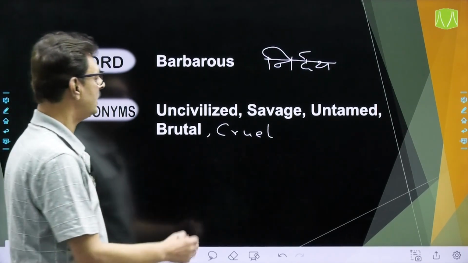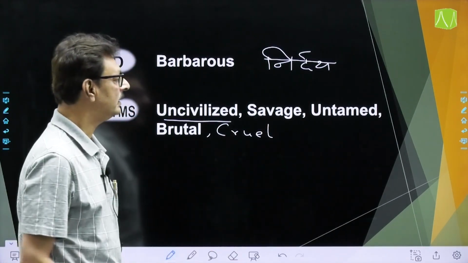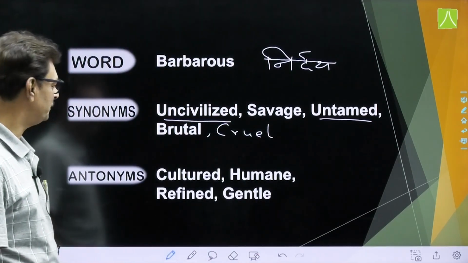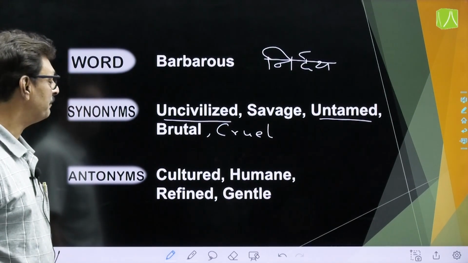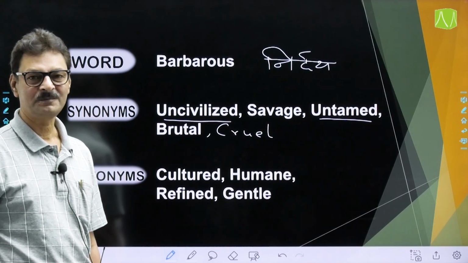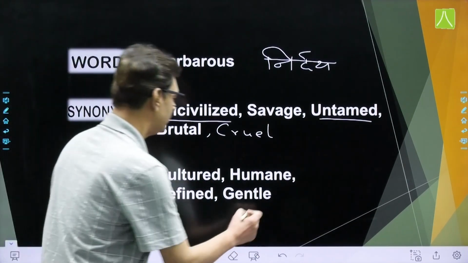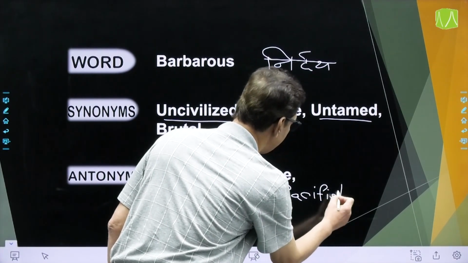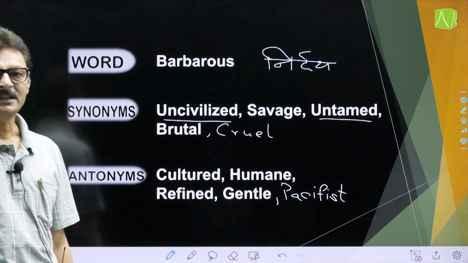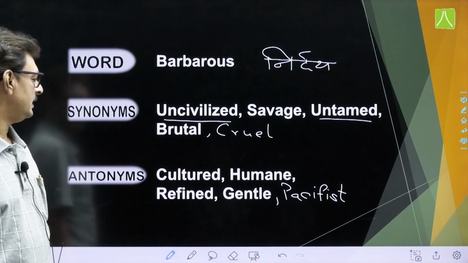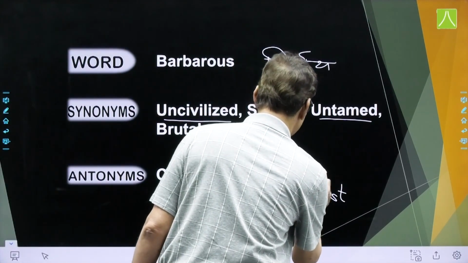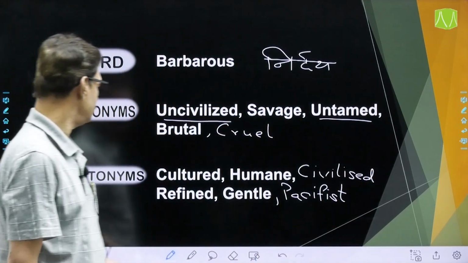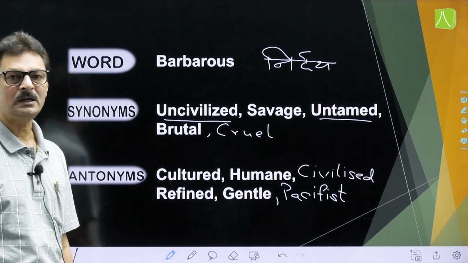Cruel, savage, uncivilized, yes, untamed. See how the words are there. And इसके opposites क्या रहेंगे? Doing good, cultured, humane, refined, gentle. Yes. Or you can also go barbarous आयो तो pacifist ले सकते हैं हम इसको. I told you the meaning of this word, pacify, pacifist. Yes. शांति प्रिय, opposite ये. And again, if uncivilized is used, you can also say civilized. Civilized is also an antonym for this word barbarous.